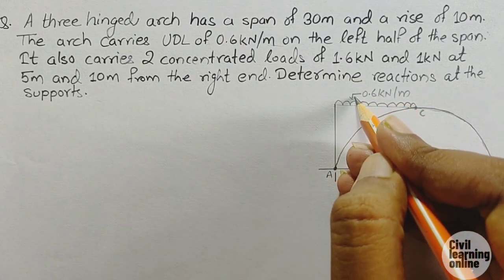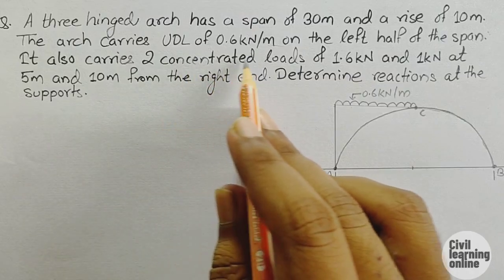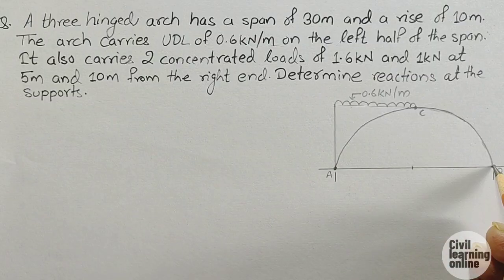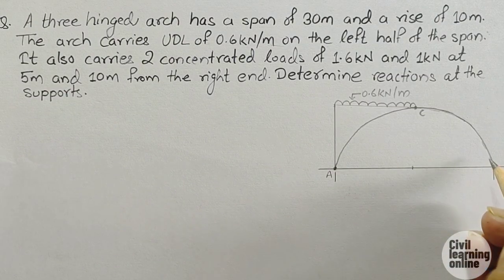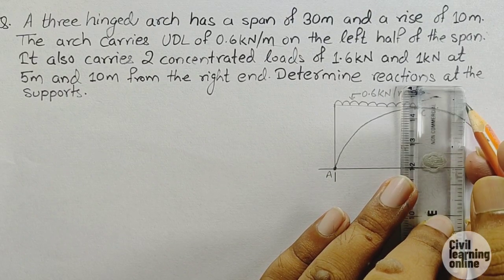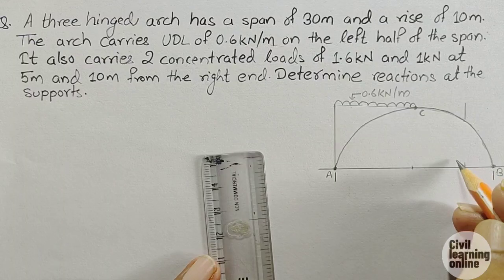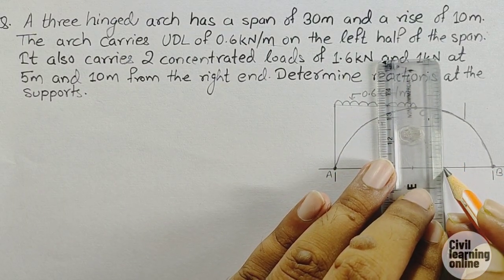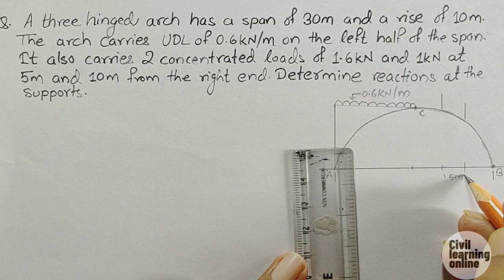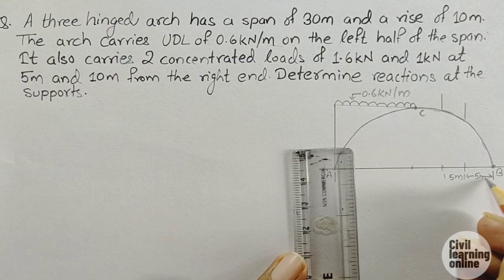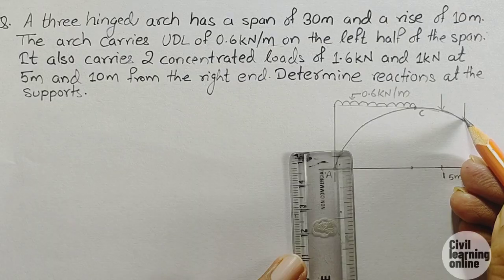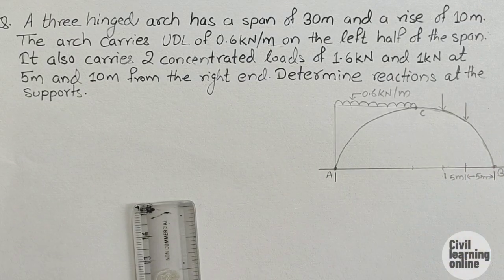Now it also carries two concentrated loads of 1.6 kN and 1 kN at 5 meter and 10 meter from the right end. B is our right end. So from end B at 5 meter distance, here is one point load, and again from end B another point load is at a distance of 10 meter. So this is 5 meter and this is 5 meter. The second point load is at a distance of 10 meter from B, and the first point load is at a distance of 5 meter from B as per the question.